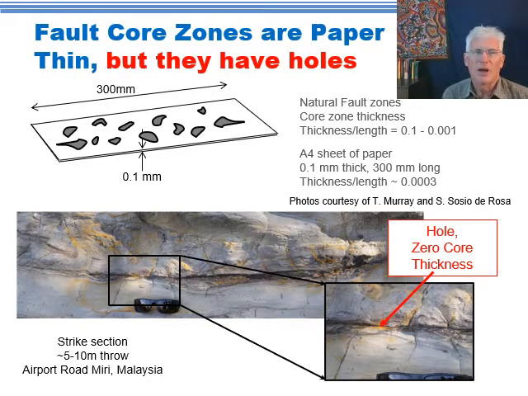Now, the other thing about fault core zones, despite being paper thin, is that they also have holes. So this picture at the bottom shows a blow up of an area, just near the dark glasses. And if you look carefully, you can see that there's zero core thickness there. So it turns out the core zone is very thin, has an aspect ratio about like an A4 sheet of paper, but it also has a lot of holes in it. And we'll present some information from recent research that backs that up later on.